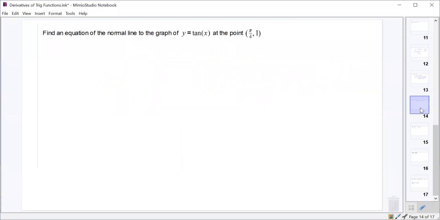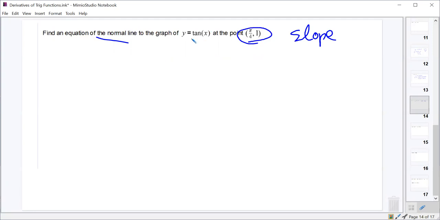Let's see if we can write the equation of the normal line to y equals tangent x at the point pi over 4, comma 1. So you're going to hear me ask this question a million times this year probably, but in order to write the equation of a line, what do we need to have? We need two things. First thing we need is a point, right? And the second thing we need is a slope. And if we're looking for the normal line, we know that the slope of the normal line should be the opposite reciprocal of the slope of the tangent line.